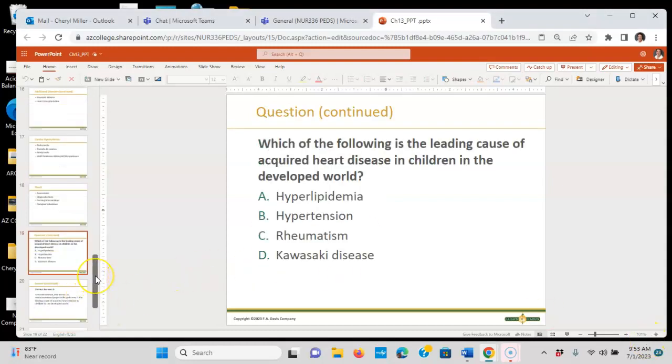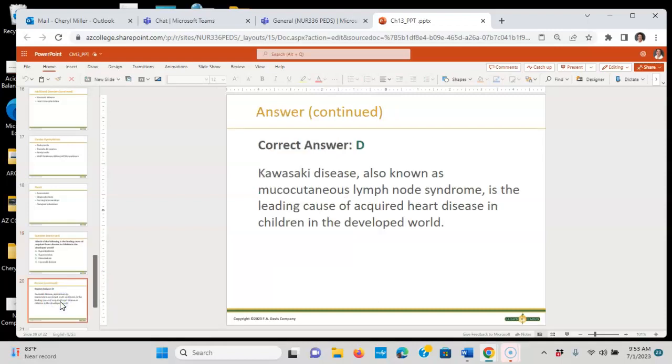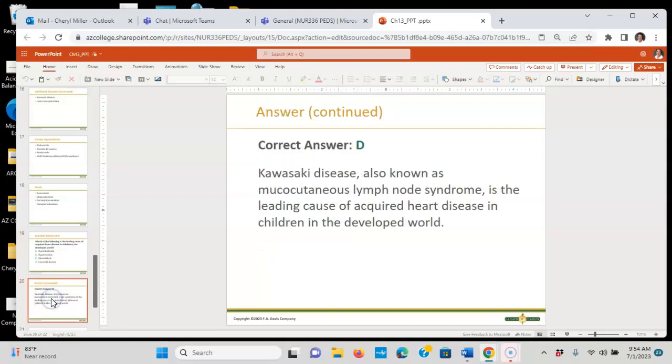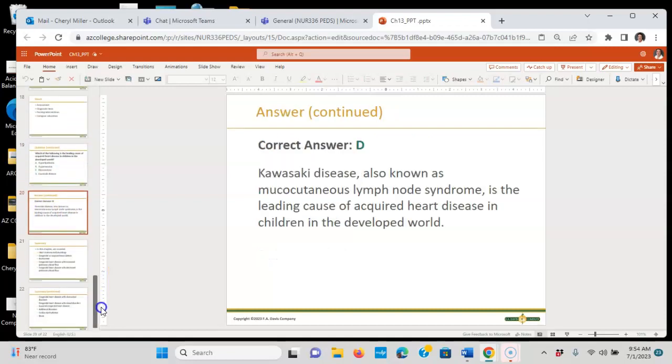All right, here's a checker for us. Leading cause of acquired heart disease in children. Acquired. Kawasaki's. Acquired, right? So not genetic. The only acquired disease.